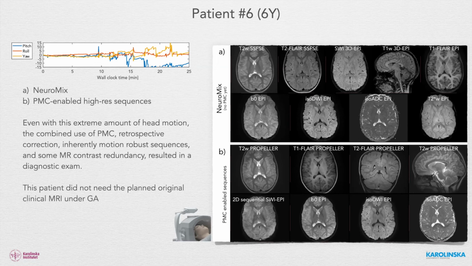So using this combination, we were able to get 15 out of 16 children scanned in the MR scanner and got diagnostic results. And these kids were all scheduled for an MRI and anesthesia in clinical care.